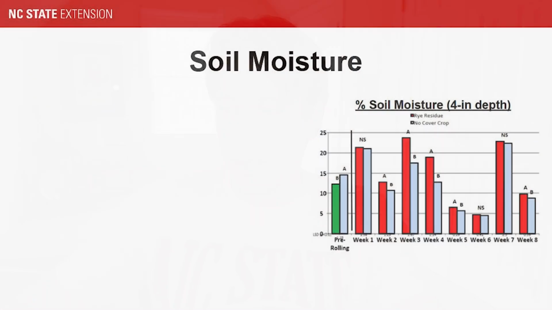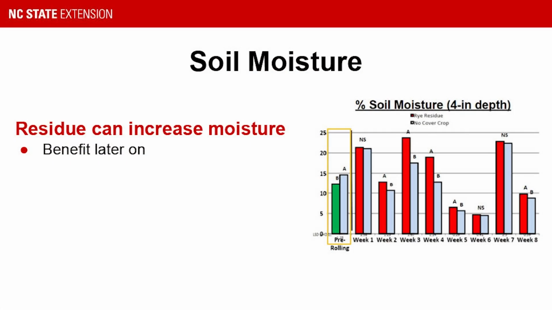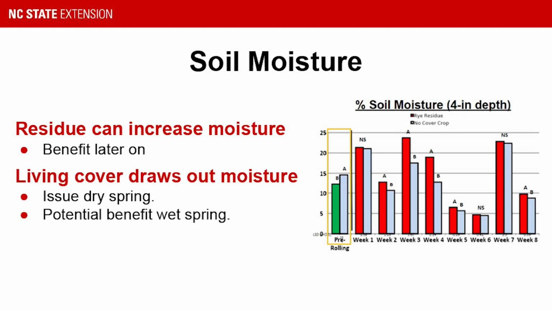Soil moisture is another thing you might want to think about when you're thinking of when you want to terminate. When we look at the residue, if we can leave that residue on the surface, we've seen from studies that can increase soil moisture later on in those summer months, and that could be a big benefit. But when the cover crop's alive, obviously it's utilizing soil moisture. In a dry spring, this can be significant.